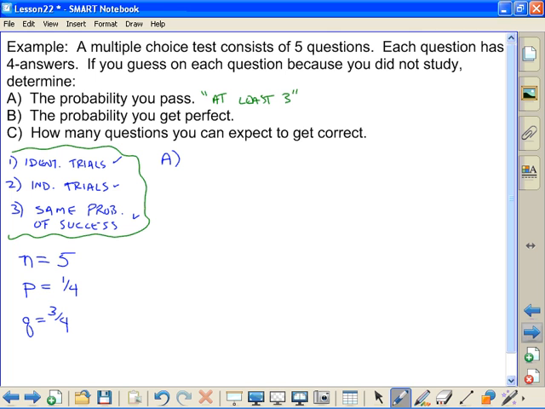So that means that I have a couple of choices here, and I'm looking at the later questions. How many questions can you expect to get correct? You can decide whether you want to do this and create the table, or whether you want to do it out in long. In this case, I'm going to do it out in long. So the probability that you pass, that means you got 3 correct, or 4 correct, or 5 correct. So that means that I'm going to have to plug in and solve these 3 probabilities.